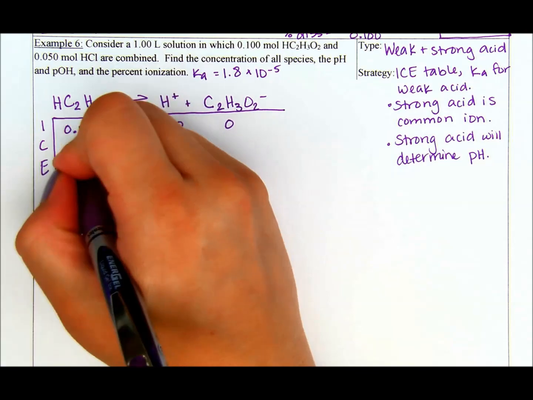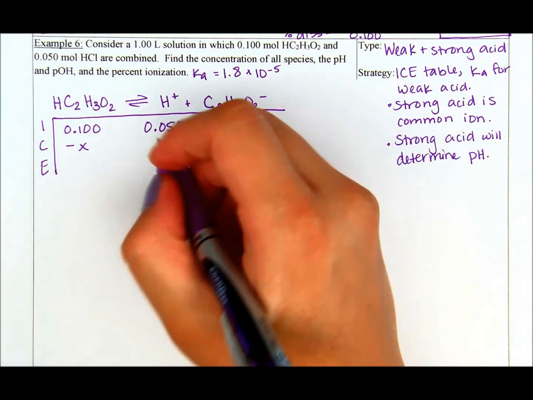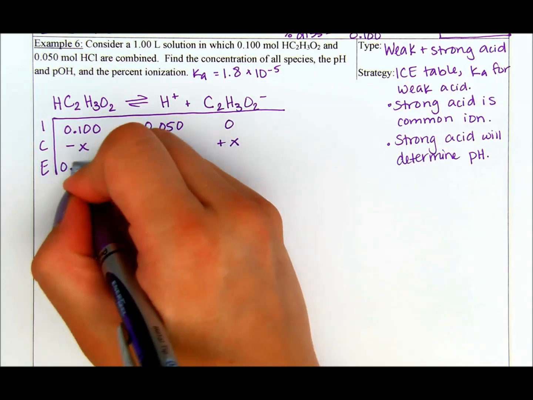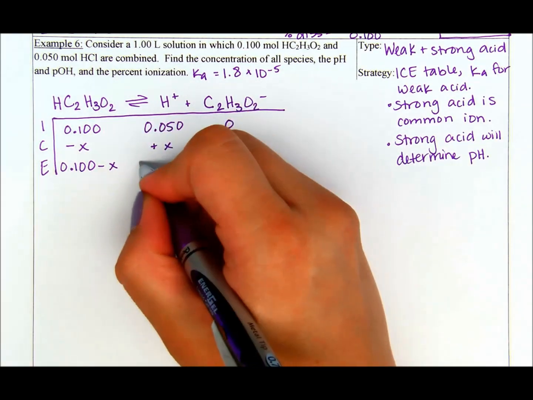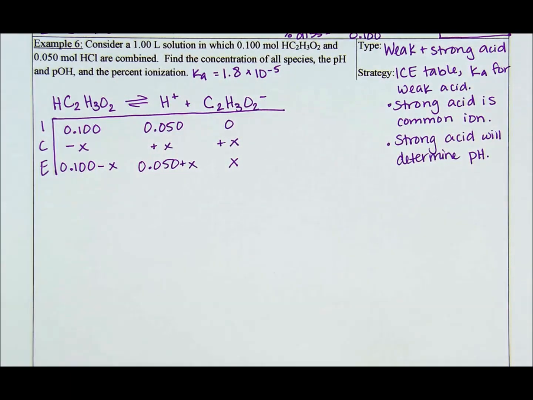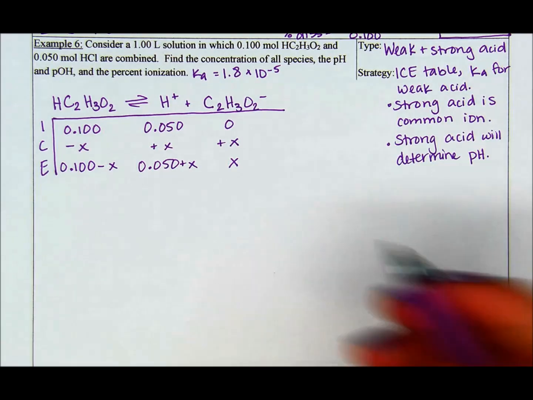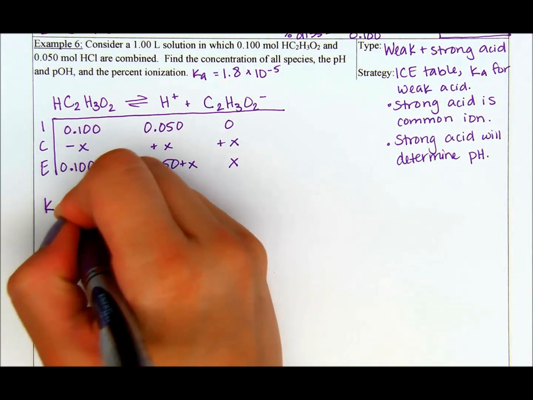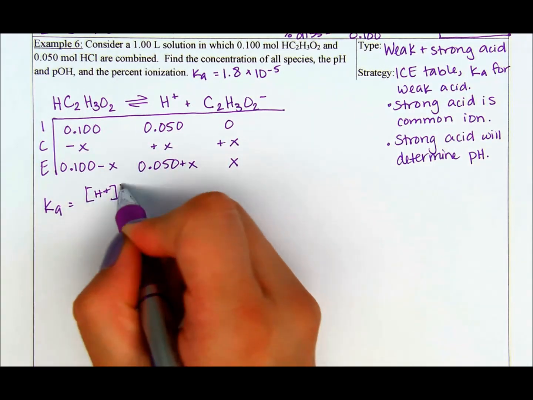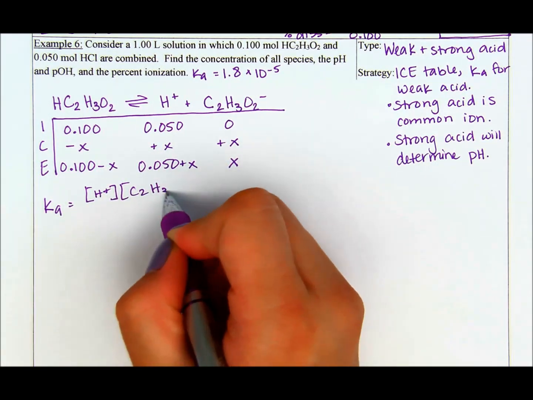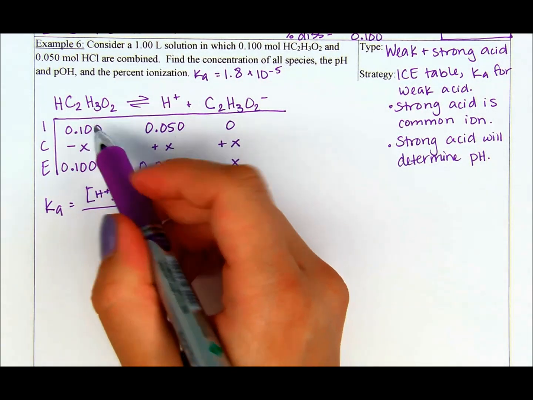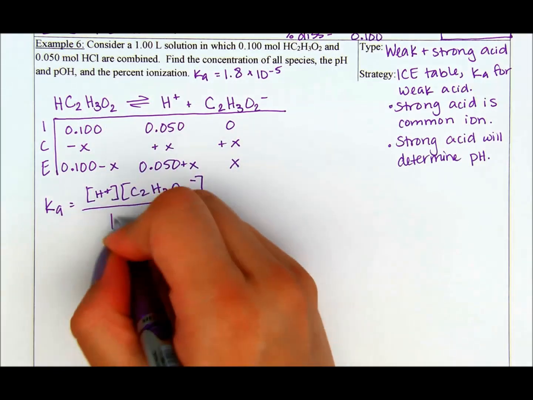The change that happens here, well, we don't know how much of this is going to break up, so minus X, plus X, plus X. For your ending amount, 0.100 minus X, 0.050 plus X, and X is right there. Okay, so there's our ICE table. Next step from an ICE table, always Ka. Ka equals products over reactants, so my products are H plus and acetate over my undissociated acid.